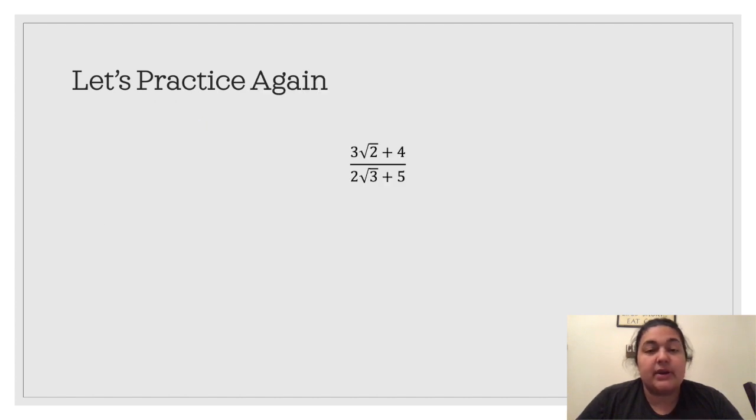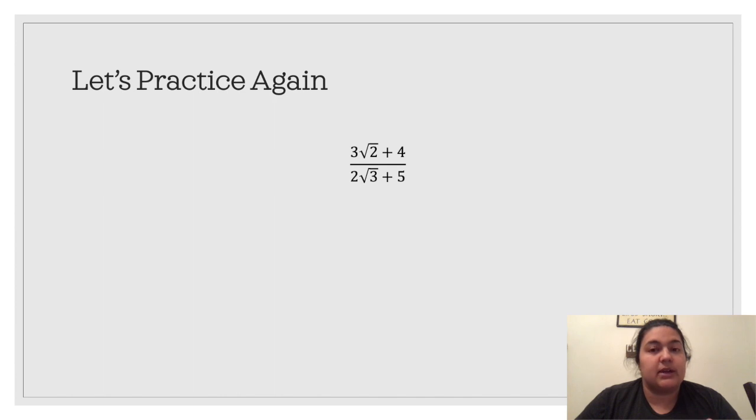Okay, so we already have it in the form that we like it. It looks like a fraction. We have one on top of the other. Now we need to multiply by the conjugate. So feel free to pause the video, try this on your own, and play when you're ready to check your answer. So the conjugate of the denominator, we need to keep that first term.